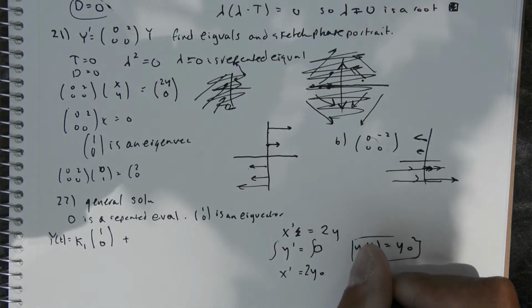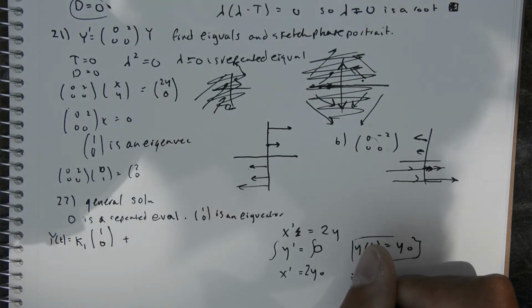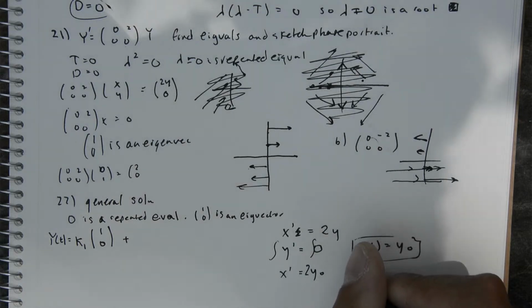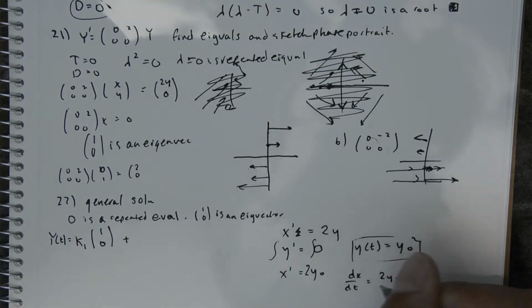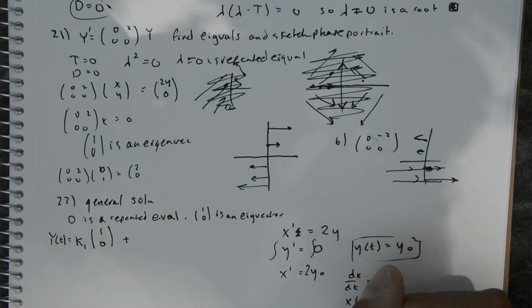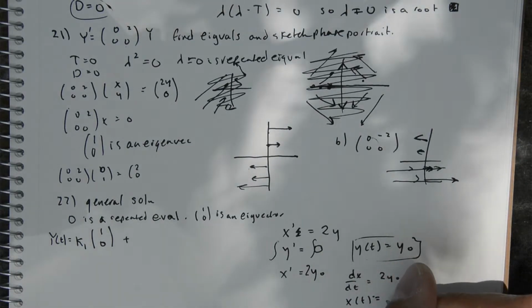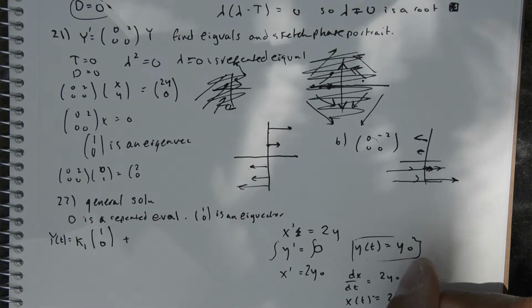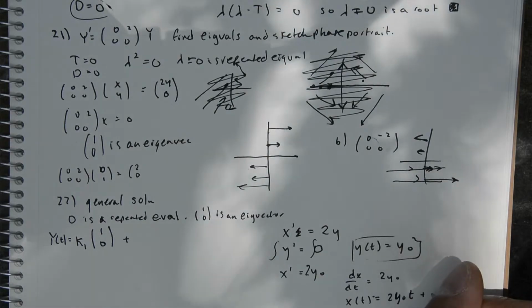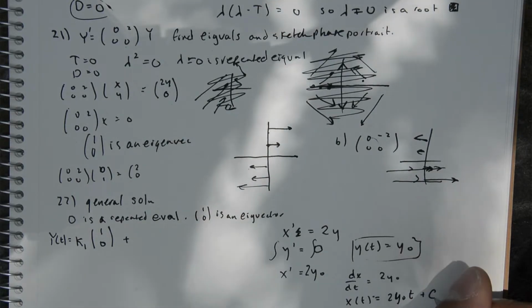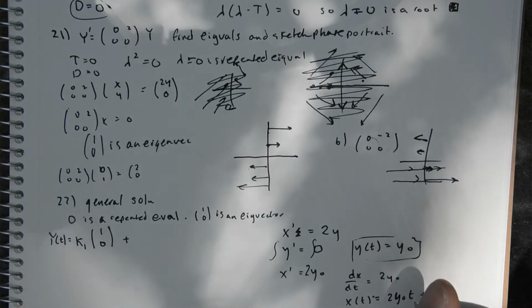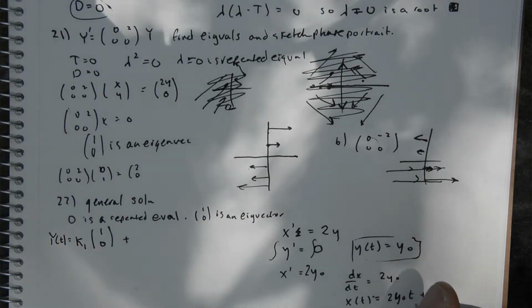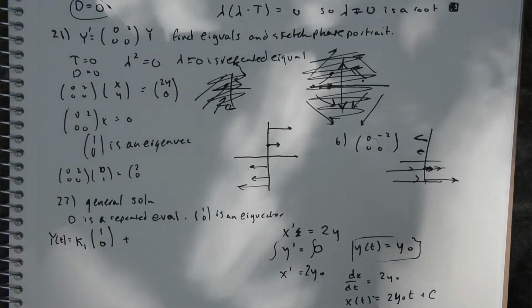And then we get x prime is equal to 2y0, which is just a constant. So we get dx/dt is equal to 2y0. So we get x of t is equal to 2y0t plus c. But that doesn't seem right.